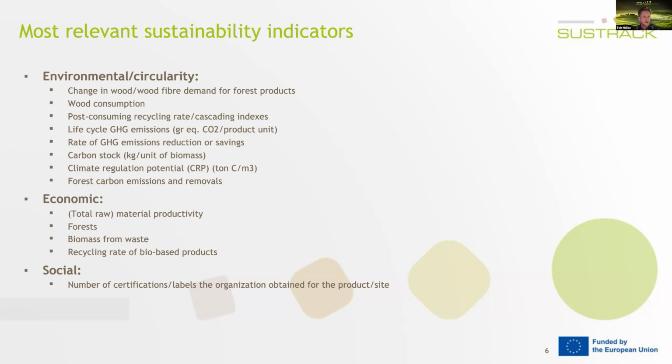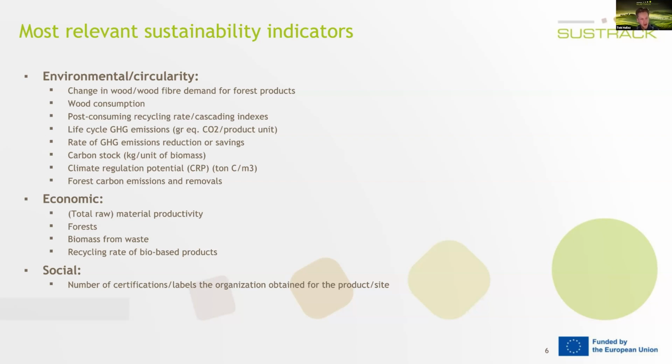Then the life cycle greenhouse gas emissions and the rate at which we can reduce greenhouse gas emissions are also two relevant and important factors which can affect CLT, or where CLT can be impactful. And carbon stock, or storing carbon, is also one of the big selling points of CLT. And this, together with climate regulation potential and forest carbon emissions, can be one of the important factors which helps not just CLT but bio-based materials.